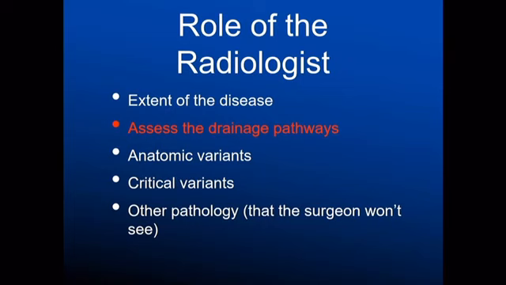The other thing that we really need to be looking at is the drainage pathways, and so you need to have a good anatomical understanding of what the drainage pathways are and where the ostia are, so that you can assess the sinus pathways. What you're trying to look for is whether there is an obstructing lesion, whether it's an anatomical variant, a polyp or a tumour.